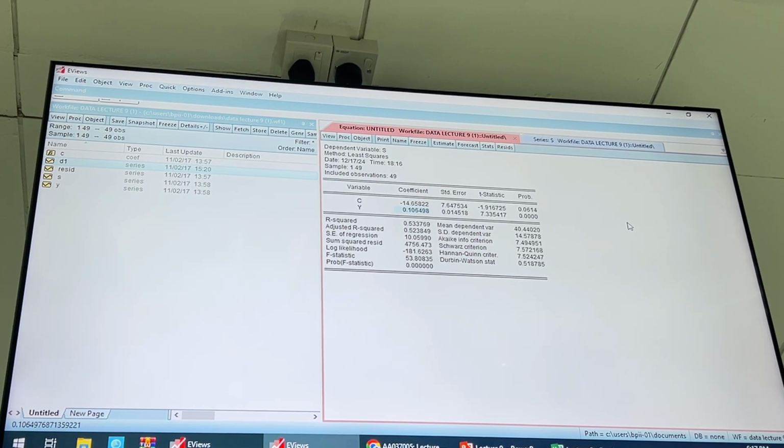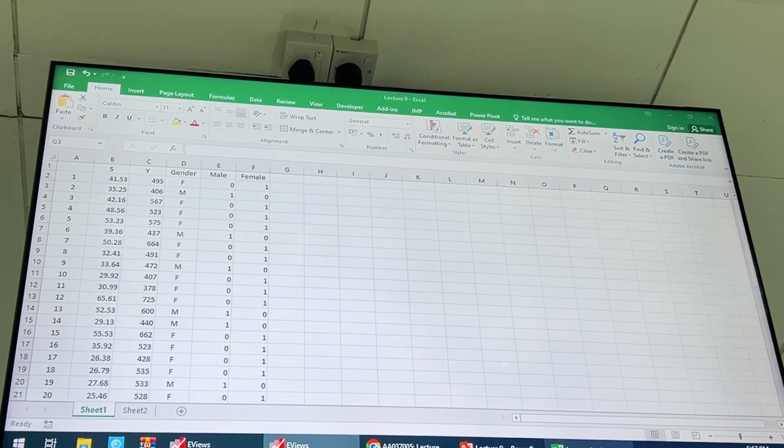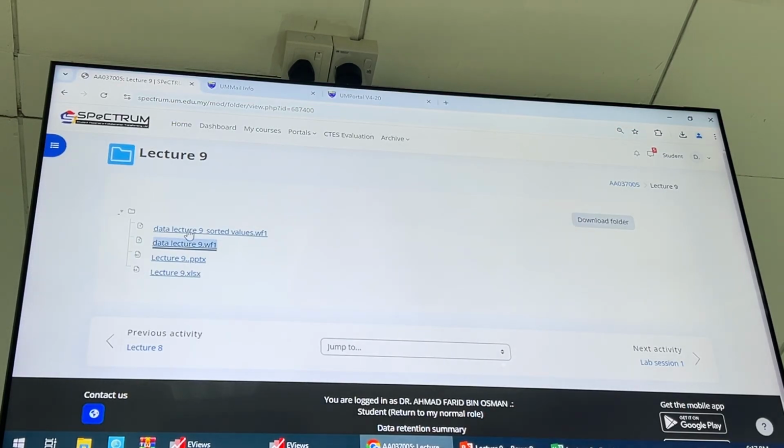But if we believe that male and female behave differently, we should either estimate the model separately, or a better way is to add a dummy variable. So what happens if we estimate the model separately? Let's say you have to split the data into two. I sorted the data, male first and then followed by female. So we have the data given here, the sorted values.